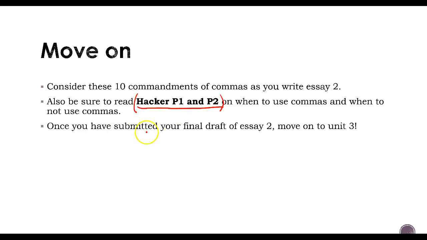Also, make sure that you're submitting your essay 2. I'll give you feedback on the first draft. Once you submit the final draft, you can move on to Unit 3, and you'll be over halfway done the course.